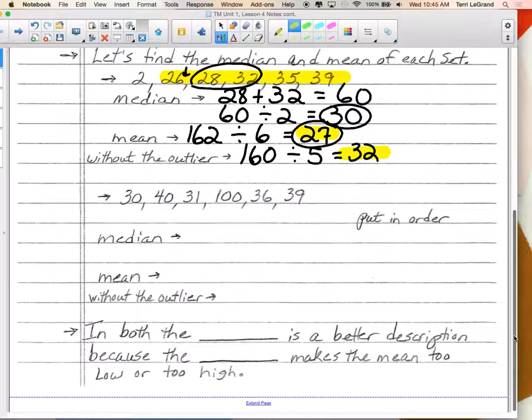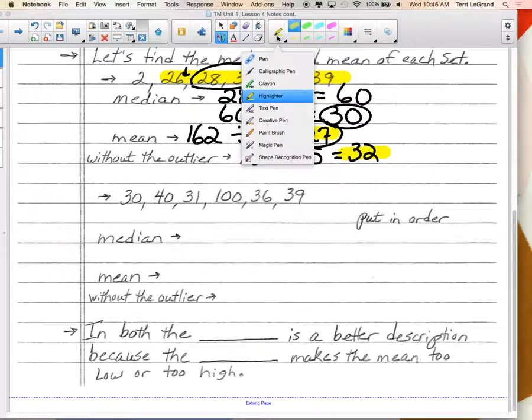Well, is that one in order? No. So the first thing we're going to do is get that data set put in order. Would you do that, please? Get that data set put in order.